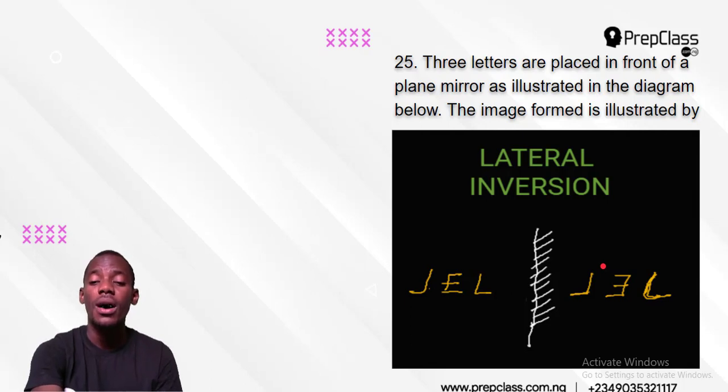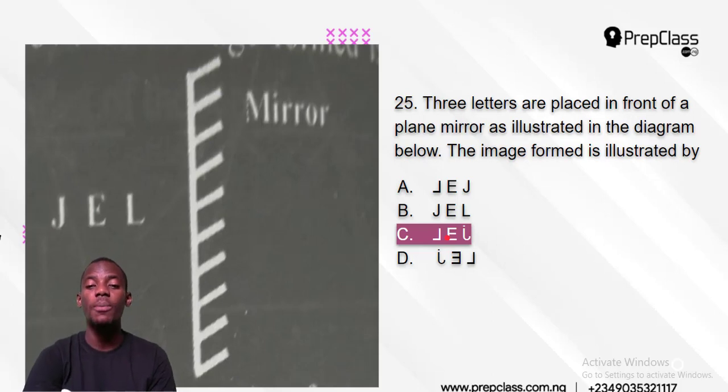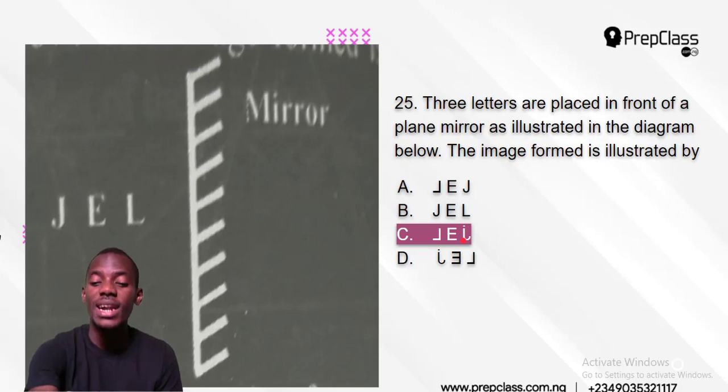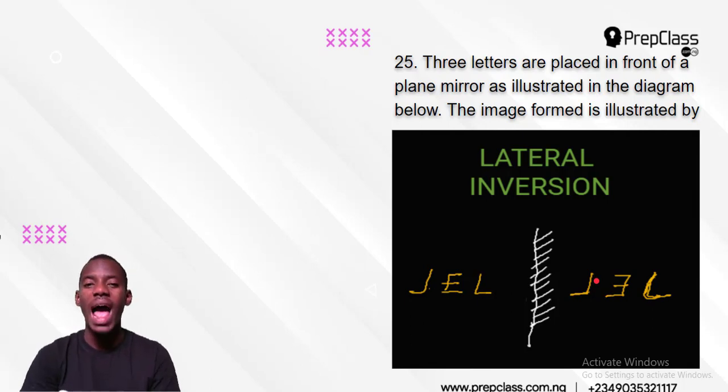So it will become this form. Let's see which option reflects that. It is just this. Actually, this is not even reflecting it well. The E is supposed to be turned backward, and that is the form. So this is supposed to be the answer if the E is turned backward. So this was not well done. Take note, the answer is this format, and that is the answer for the lateral inversion of a mirror. I hope this is clear.